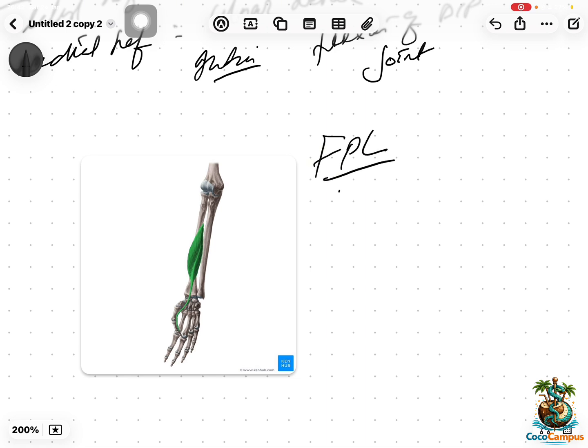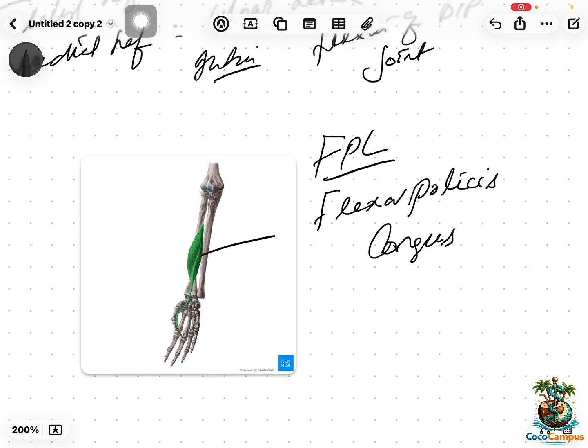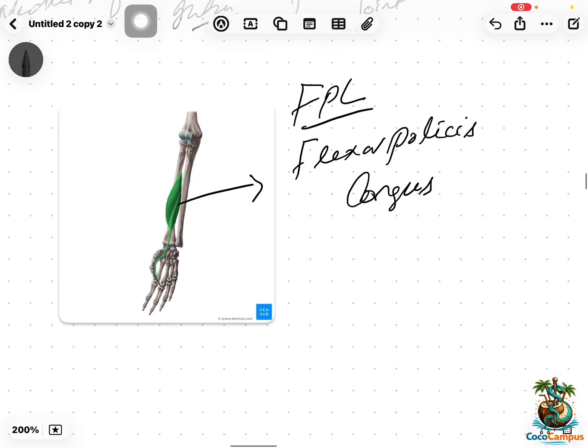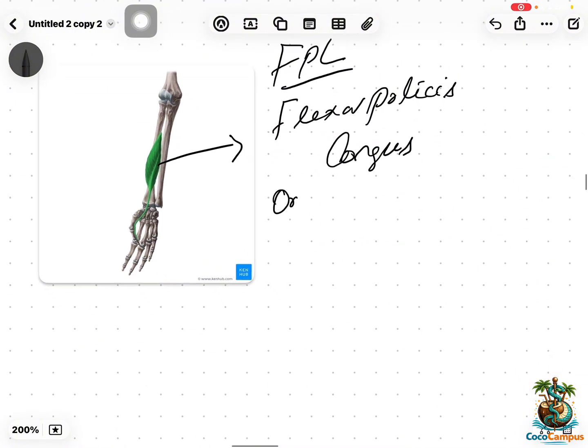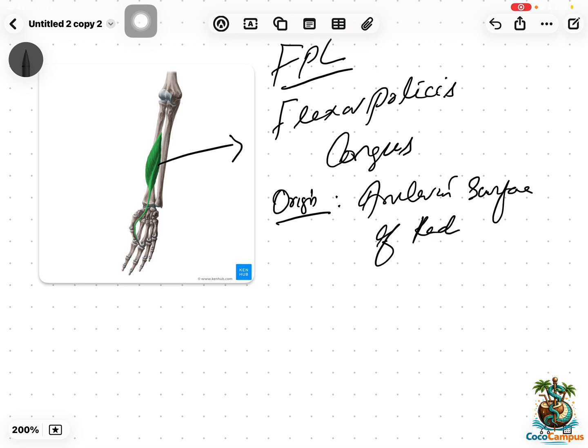long flexor of the thumb. FPL, flexor pollicis longus. Let us look at its origin. Its origin is at the anterior surface of the radius and adjoining interosseous membrane. Just remember anterior surface of radius.